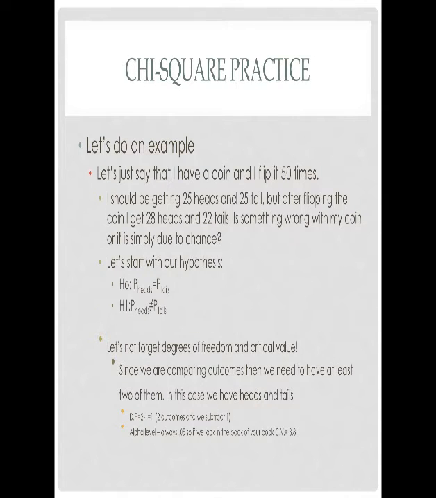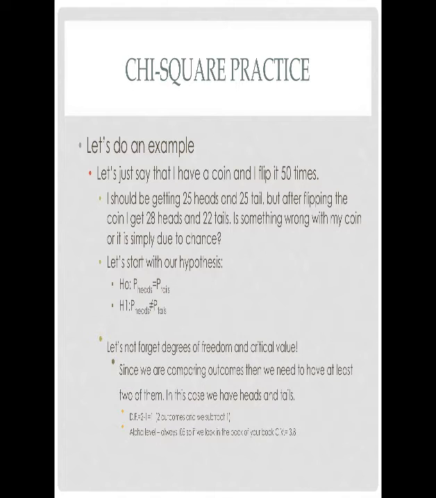And let's go ahead and do an example. Let's just assume that we have a coin and we flip the coin 50 times. Normally, in a perfect world, you should be getting an even amount of heads and tails. You should be flipping 50 times. That means you should be getting 25 heads and 25 tails. But in reality, that is not what you're going to get.